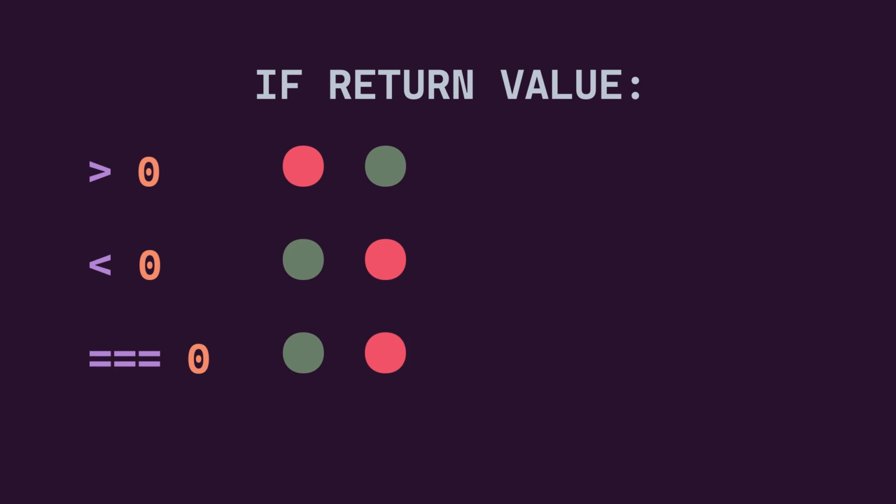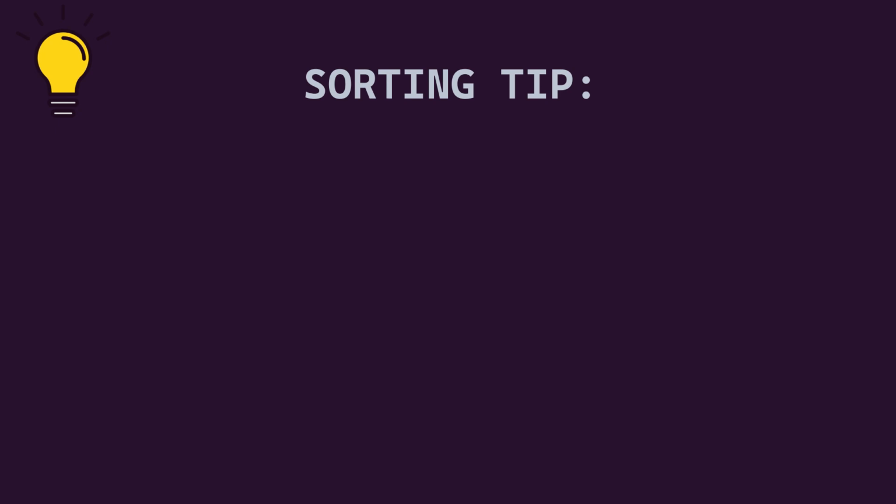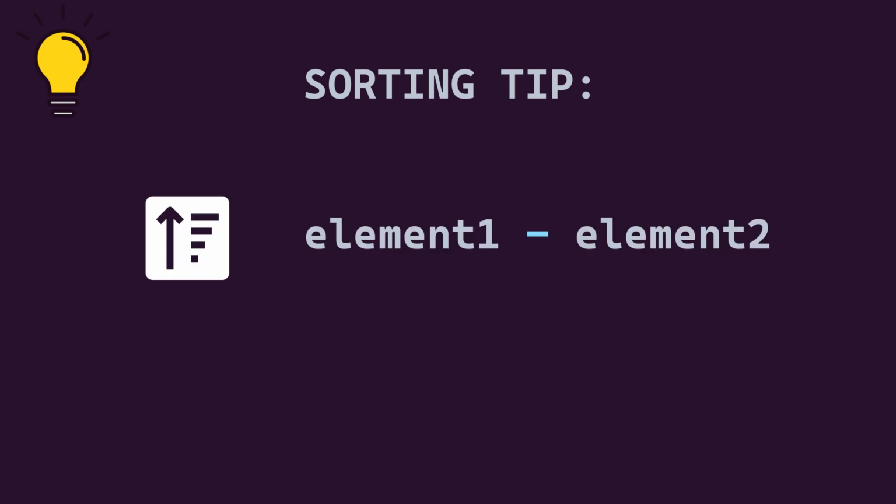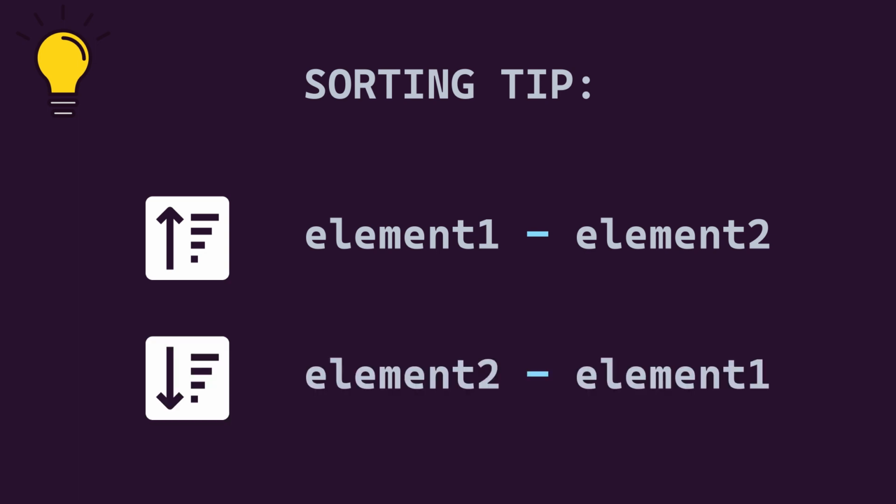And this function expects the return value to be greater than 0 if you want to sort employee1 after employee2, lower than 0 if you want to sort employee1 before employee2, and equal to 0 if you want to keep the original order of employees. But to not overcomplicate things, just keep in mind, if you want to have an ascending order of elements, just subtract first element from the second, and for the descending order, second element from the first.